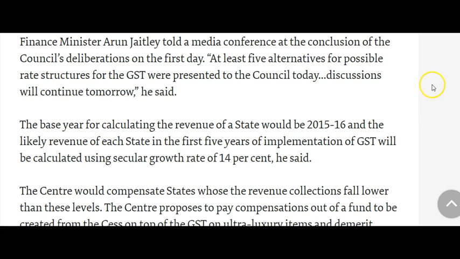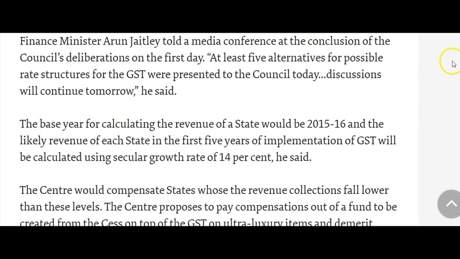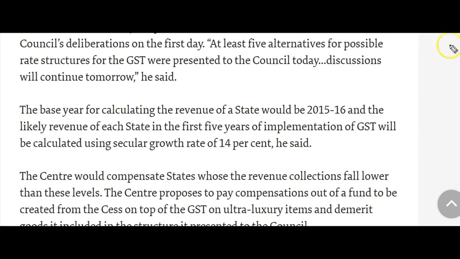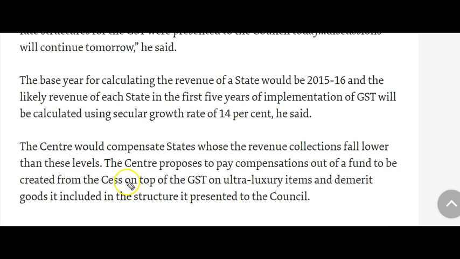Central government also proposes a fund to compensate the states. So the fund will be from a cess on ultra luxury items. As already discussed, the central government proposes ultra luxury item taxes over GST, but it is opposed by many states. So let's discuss GST in detail on our website commondindia.com.